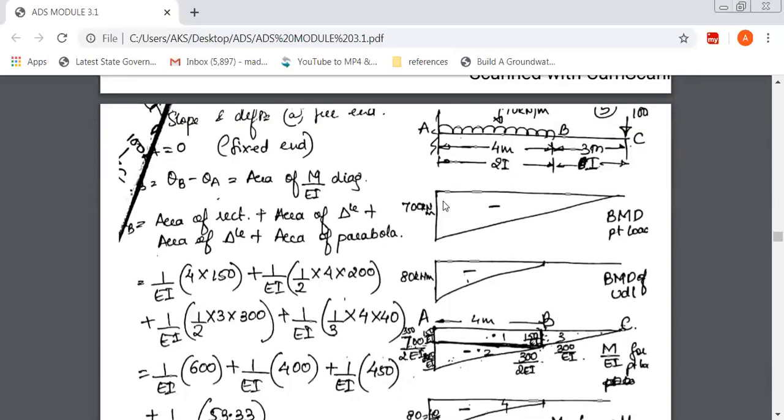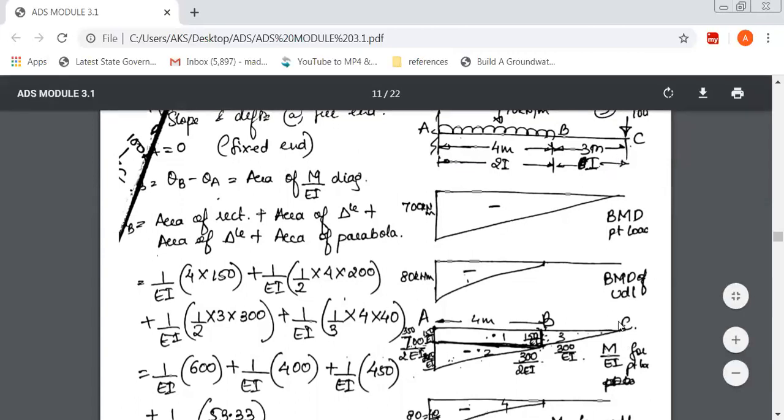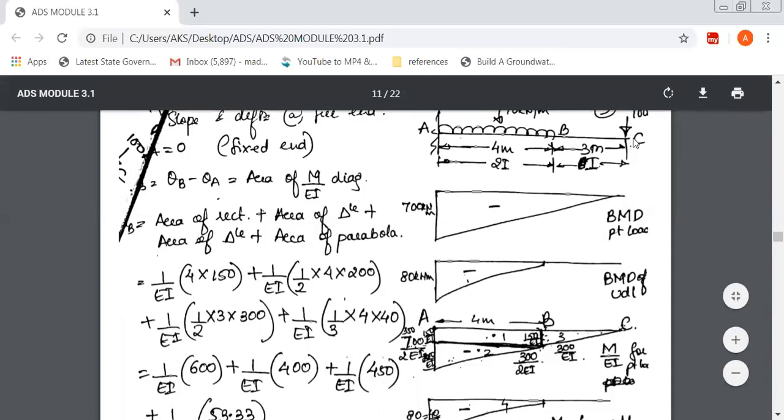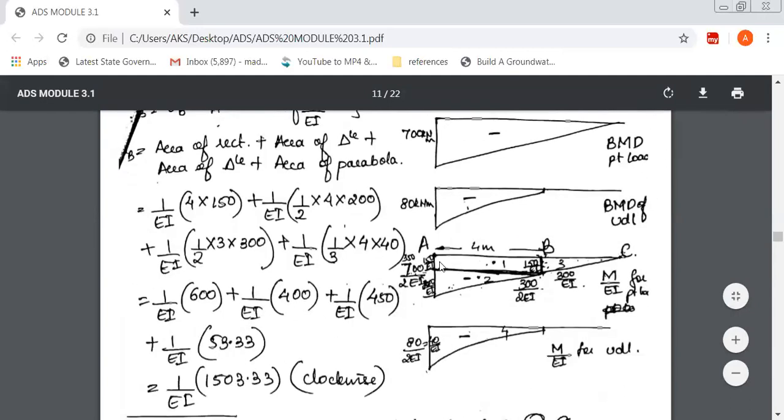Now these are the purely bending moment diagrams, but we are more interested in the M over EI diagram, because if you want to find theta C and delta C, the slope at C and deflection at C, we use the two theorems. Moment area first theorem gives the slope or theta value of the given beam, and the second theorem gives the deflection of the given beam at the given point.